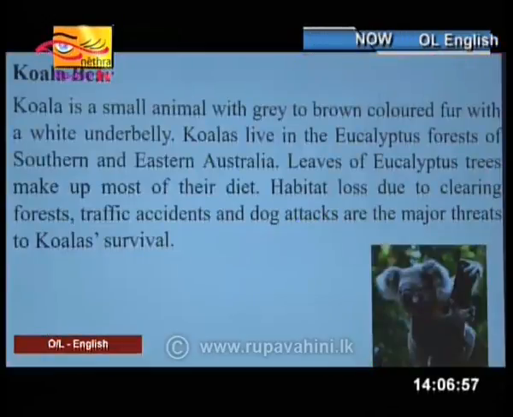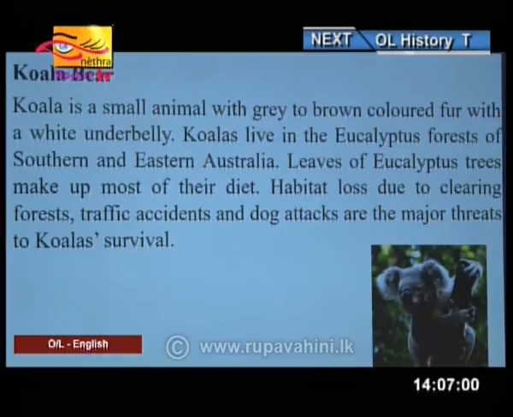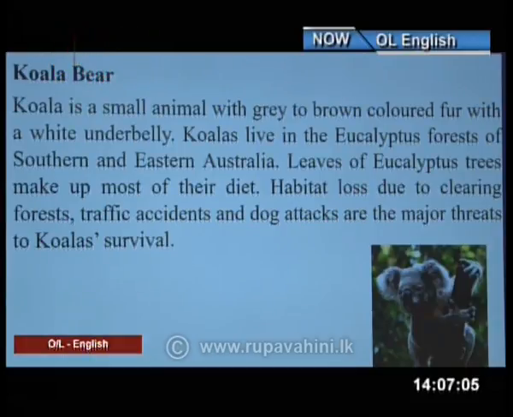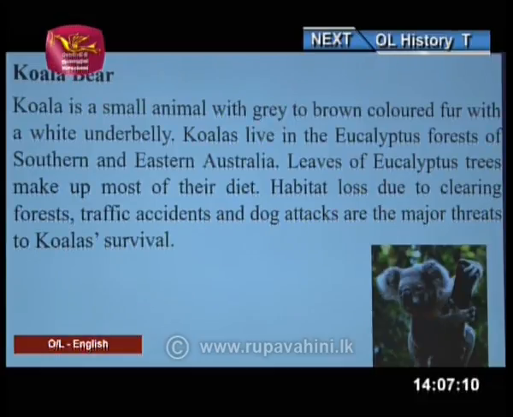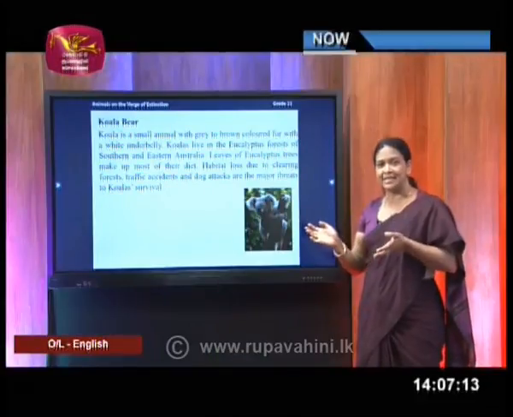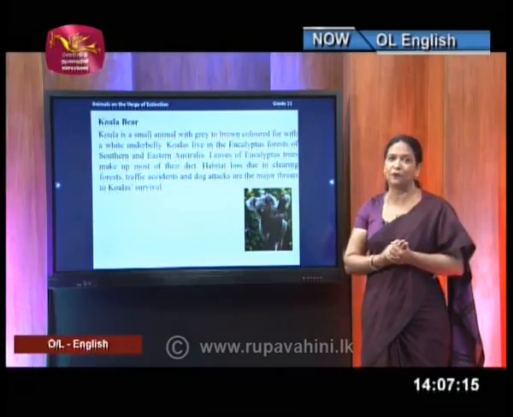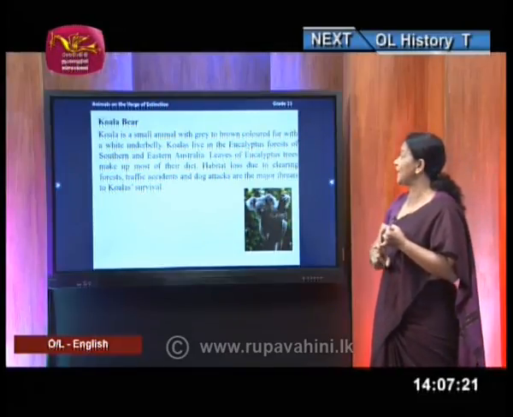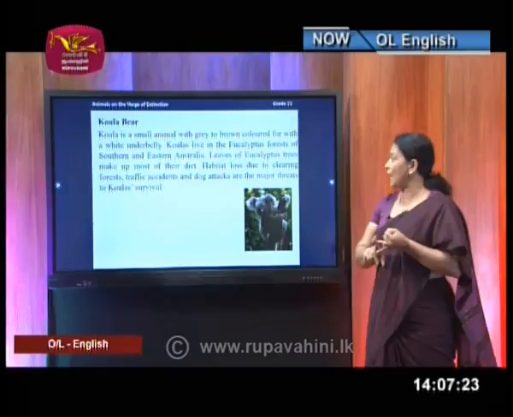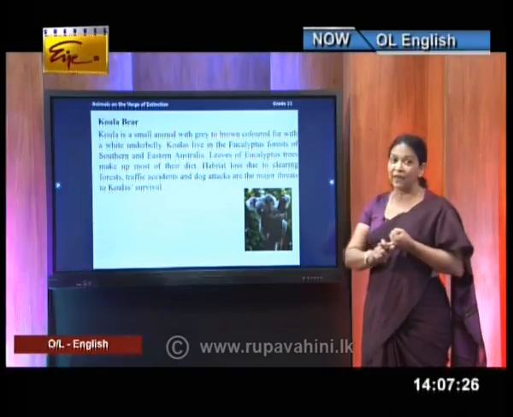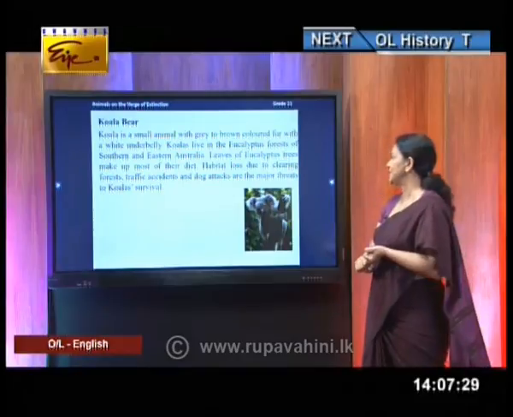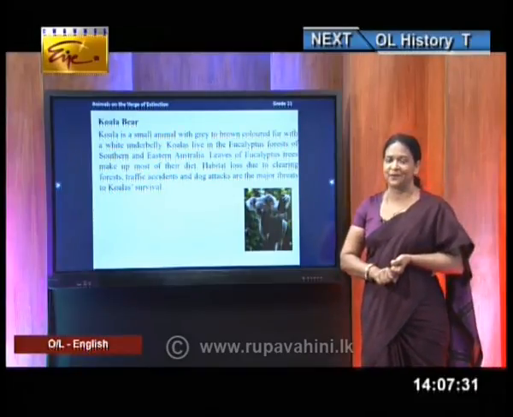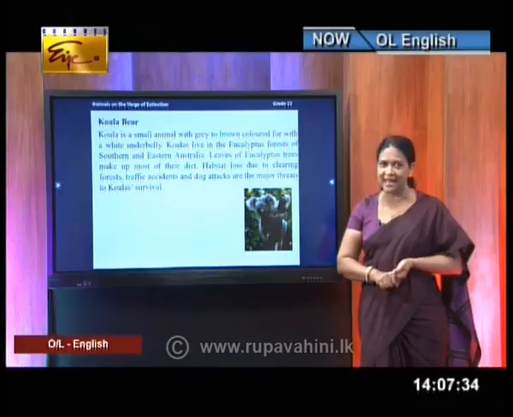Then the last one, the threats they face, right? So, look at the last line: habitat loss due to clearing forest, traffic accidents and dog attacks are the major threats to koala's survival. So, in the text, we are given 3 types of threats that they face. Number 1 is habitat loss. Number 2 is traffic accidents, and number 3 is dog attacks. Hope you all have found out the correct answers.